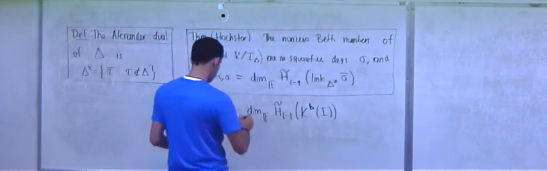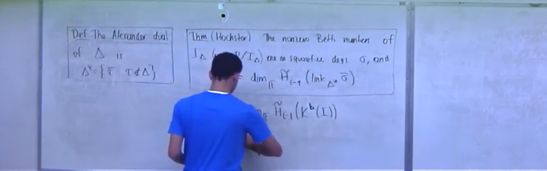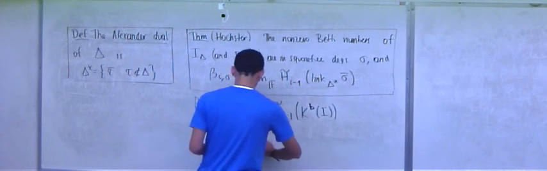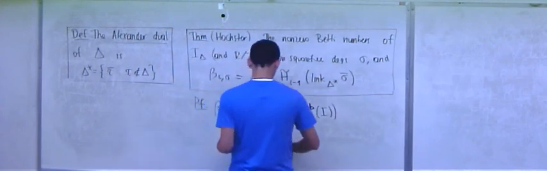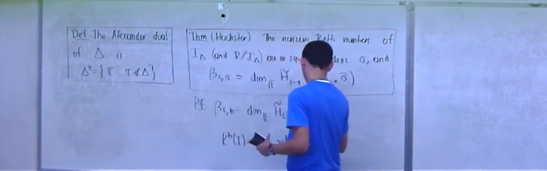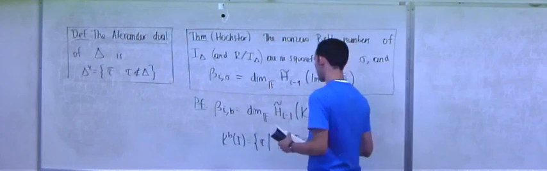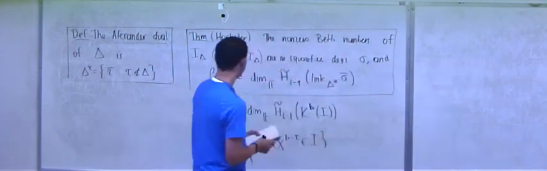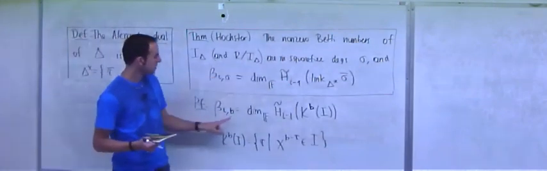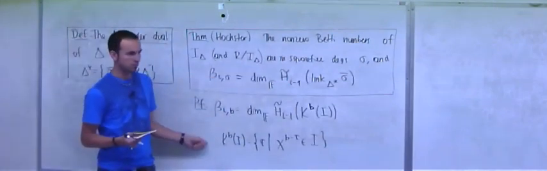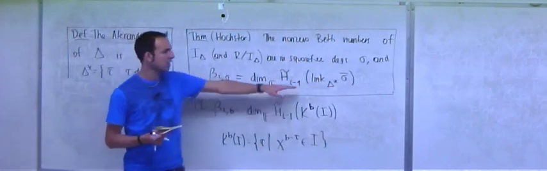And so just a reminder that this consists of those tau such that x to the b minus tau is in I. Okay. So I want to say two things. First of all, I want to say why I said that if b is not square free, then this is 0. And second of all, why I said that if b is square free, then I get a formula like this.